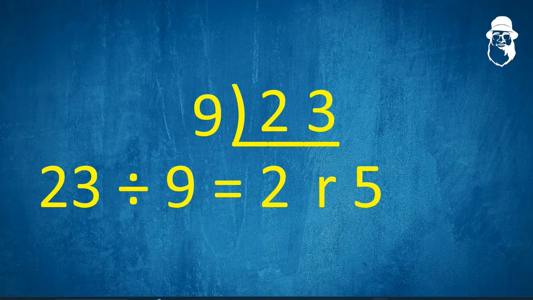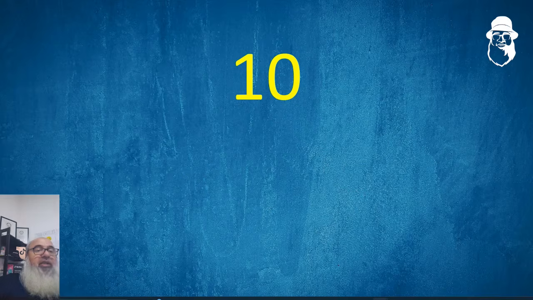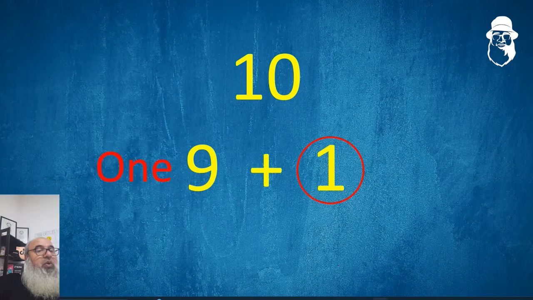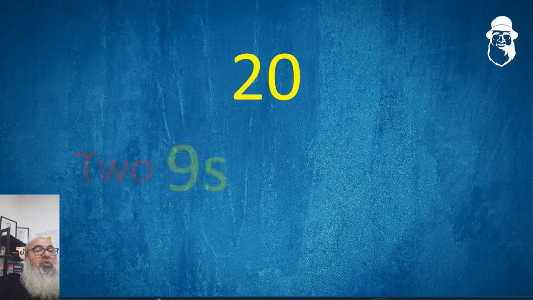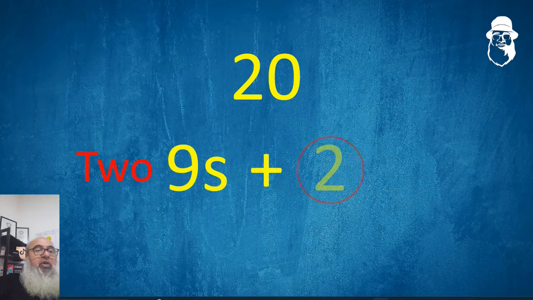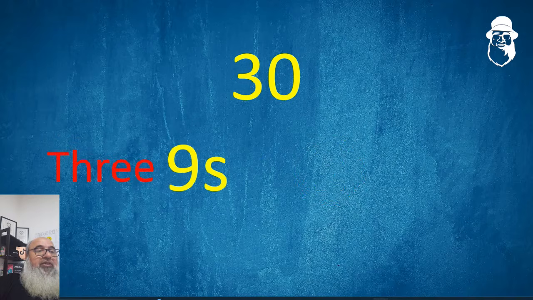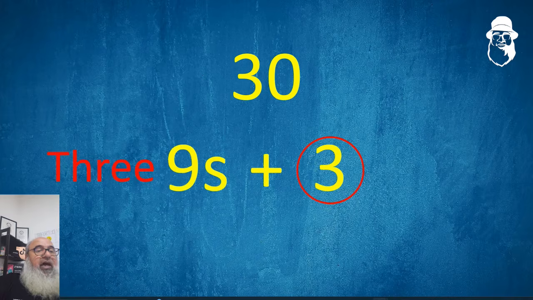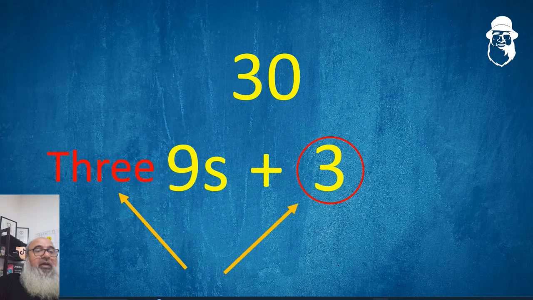Now it is very easy to see why this works, because every 10 contains one 9 with one leftover. So two tens contains two nines with two leftover, and three tens contains three nines with three leftover, and so on. The answer is the same as the remainder. In this case, it's 3, and that is why we add 2 to 3 to get the remainder.